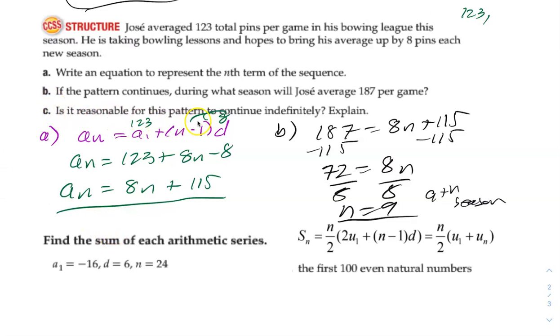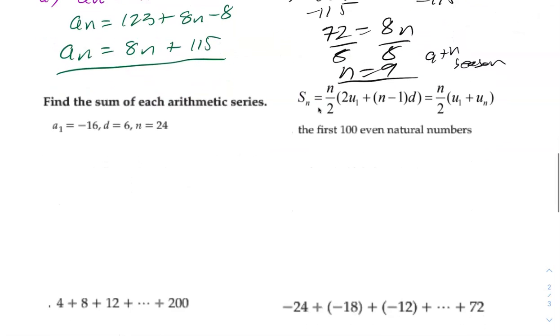C, is it reasonable for the pattern to continue indefinitely? Remember what I said in previous lessons. Indefinitely, generally, the answer is going to be no. Same thing here. A perfect game of bowling is 300. You can't get any better than that. So if you keep on going on and on, you're going to eventually pass 300. So it's not possible. No. A perfect game or a max game is 300. The sequence will go past that. So no, it's not possible.